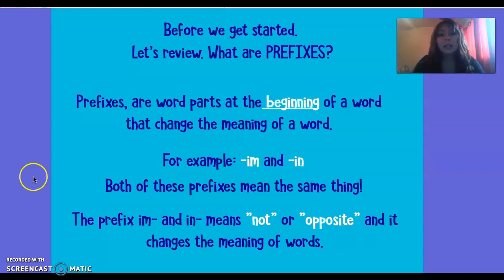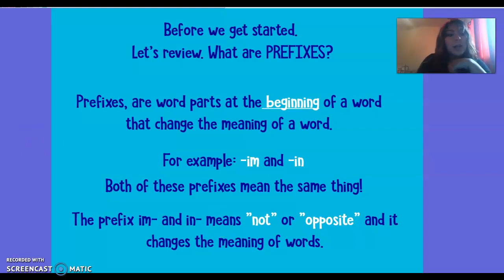Let's go ahead and look at these two prefixes here. I have the prefix im and I have the prefix in. Both of these prefixes mean the same thing. The prefix im and in means not or opposite. What does the prefix im and in mean? Yes, it means not or opposite, and it changes what the word means.